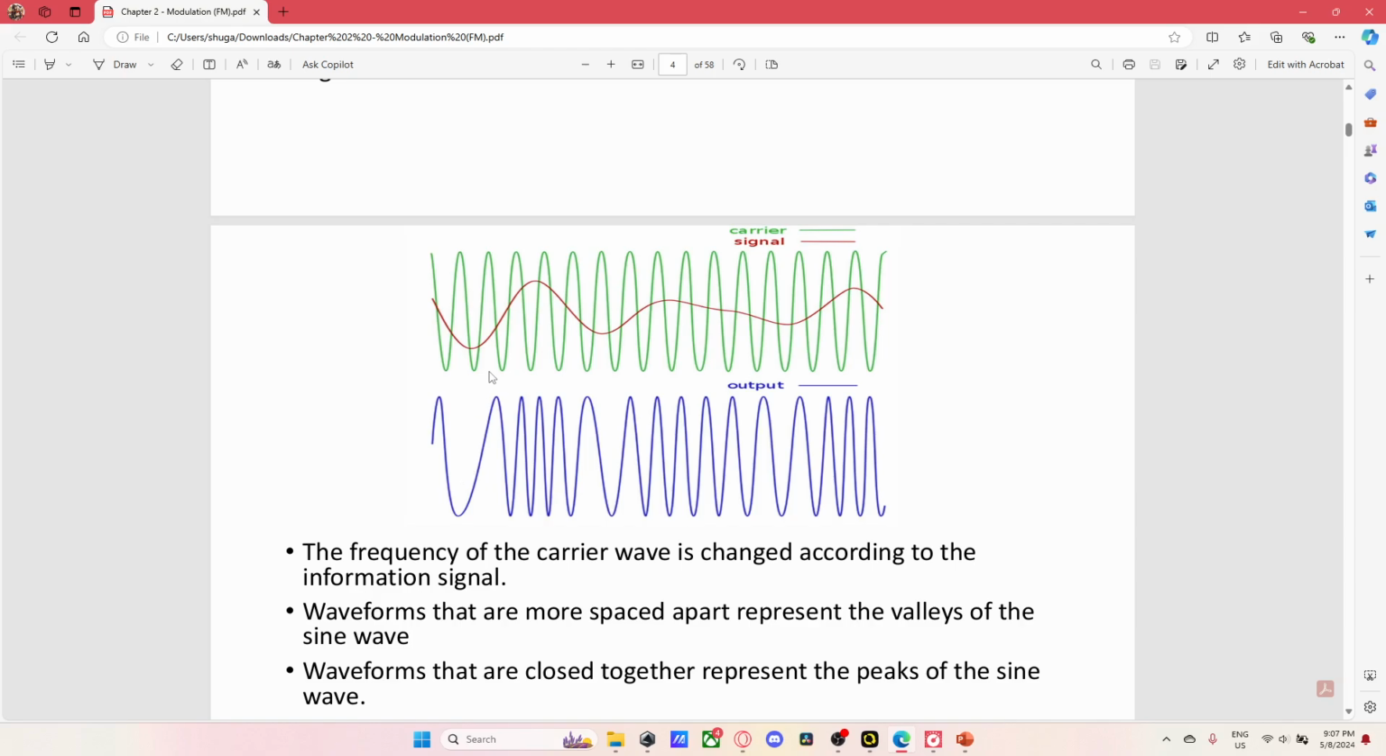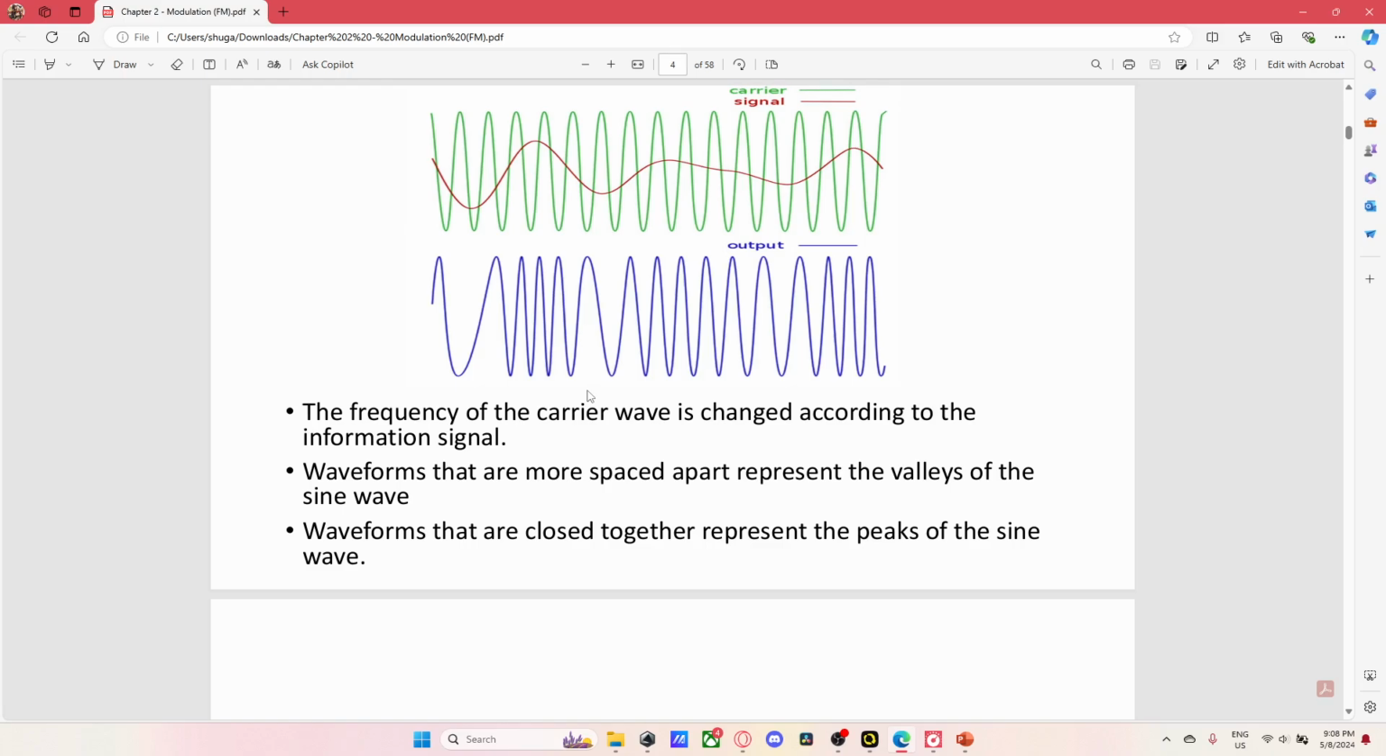As you can see, the lower the amplitude of the modulating signal, the wider the output frequency of the signal. This is the higher part of the amplitude for the modulating signal, and the output signal is narrower compared to the one with the lower modulating signal values. The lower amplitude gives a wider frequency for the output, while the higher value of the modulating signal gives a narrower frequency for the output.